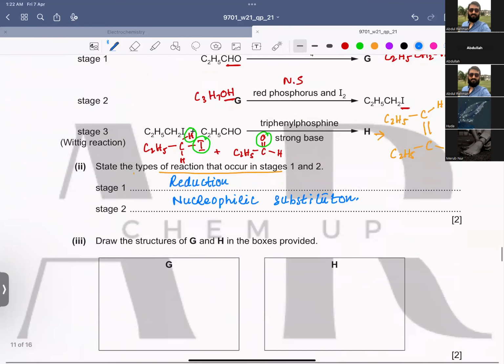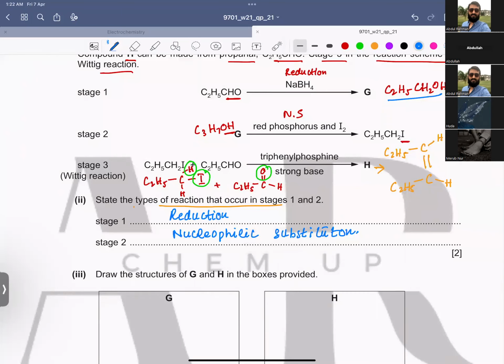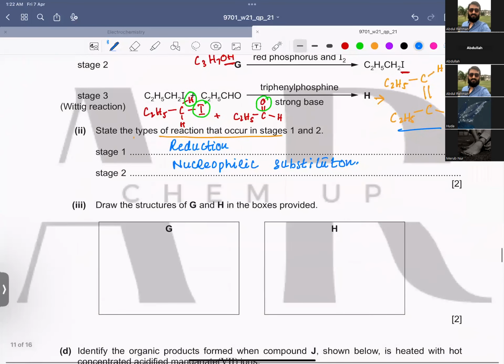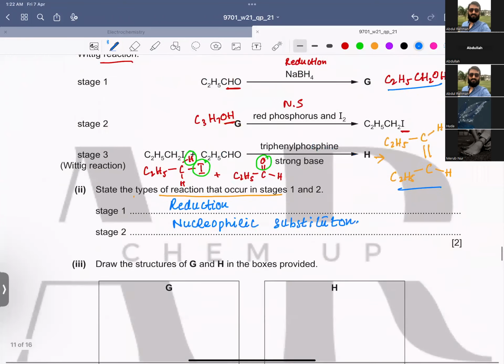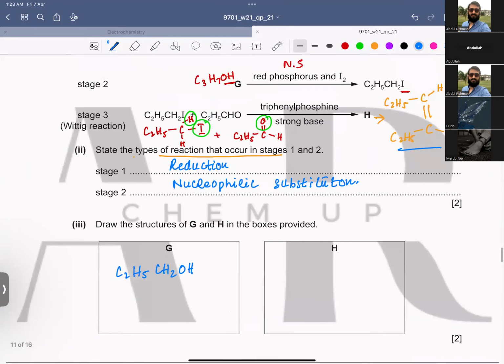Now draw the structure of G and H in the boxes. So we have drawn G, we have drawn H. So for G, I will repeat the above structure, which is C2H5 CH2OH, and for H, it is C2H5 CH double bond CH C2H5. Is this clear?